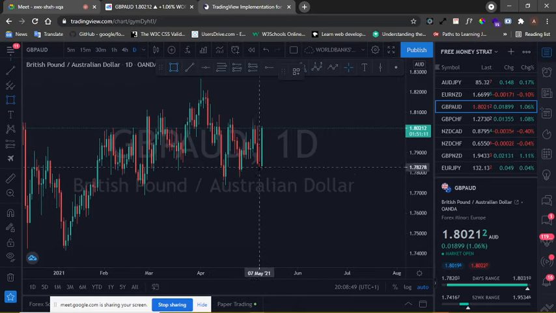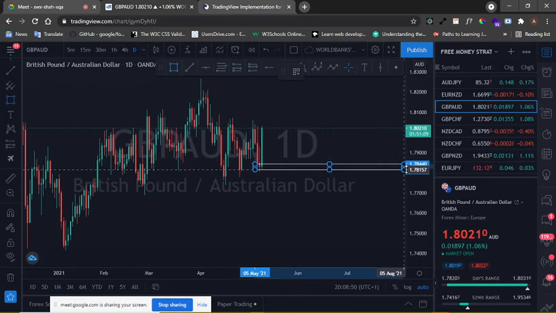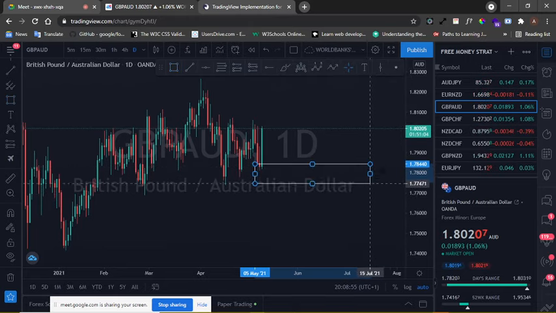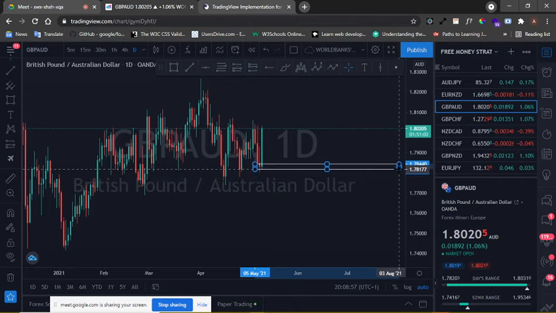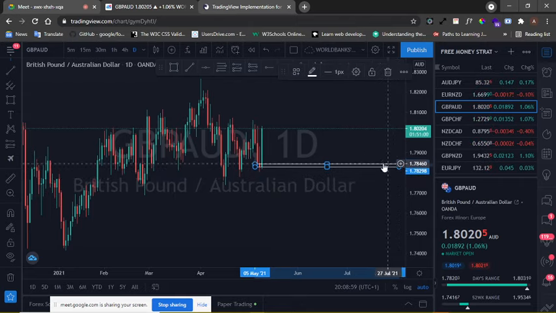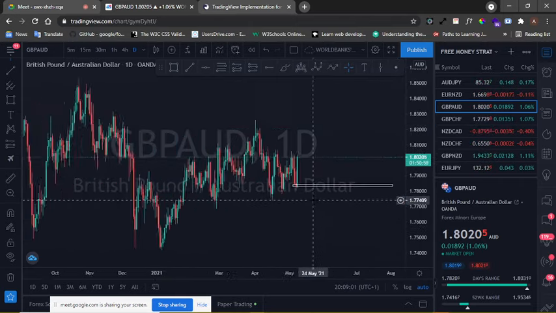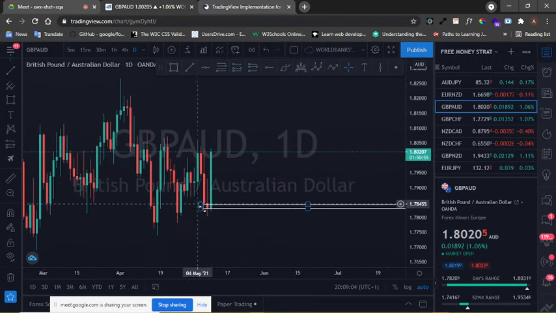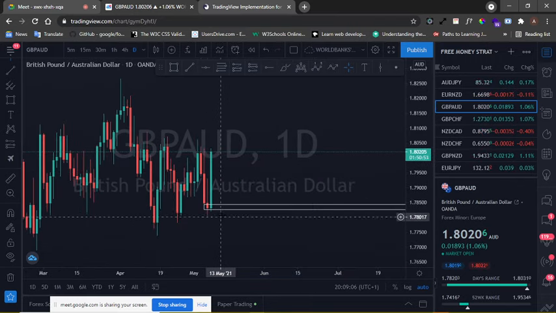So for example, we have an order block here. Can you see the last red candle before this upward move is the order block? This is it here, the daily order block.